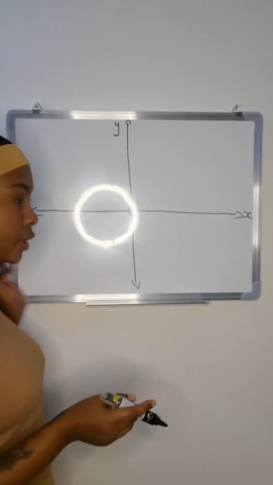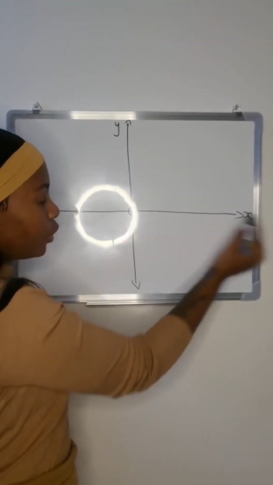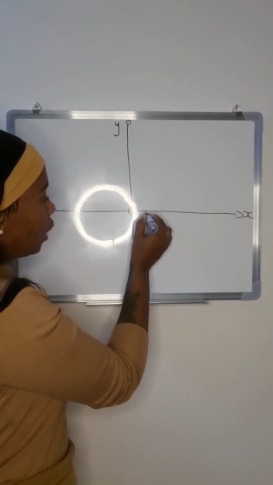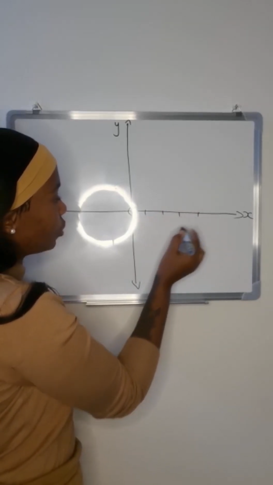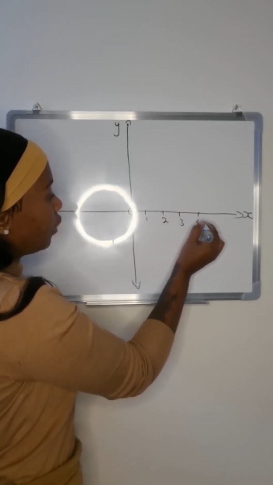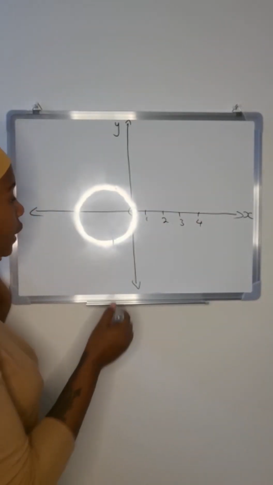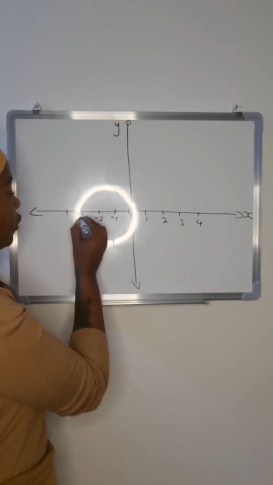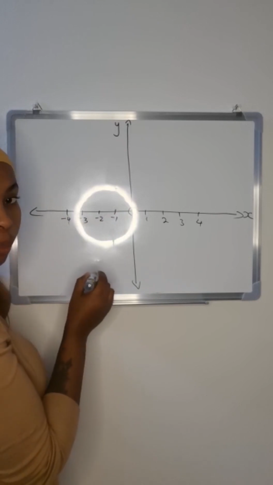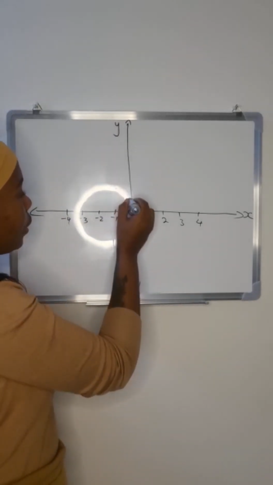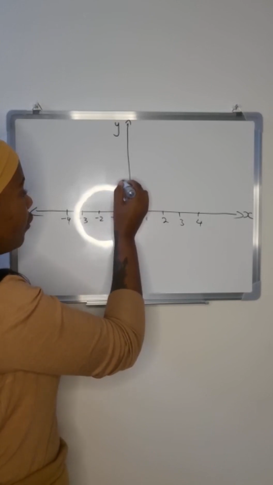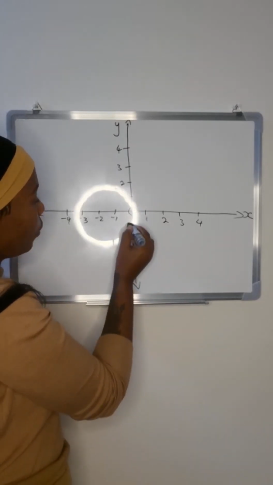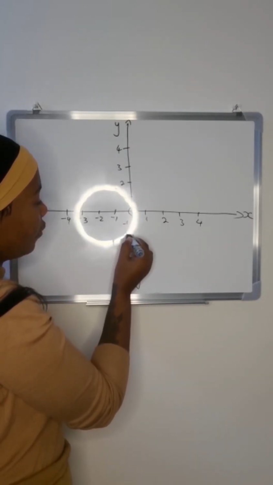Now, continuing to label the Cartesian plane, from 0 going to our right-hand side, we have the positive x values. So we have 1, 2, 3, 4, continuing up until positive infinity. This side we have the negative x values: negative 1, negative 2, negative 3, negative 4. And then from 0 going upwards, we have the positive y values. From 0 going downwards, we have the negative y values.